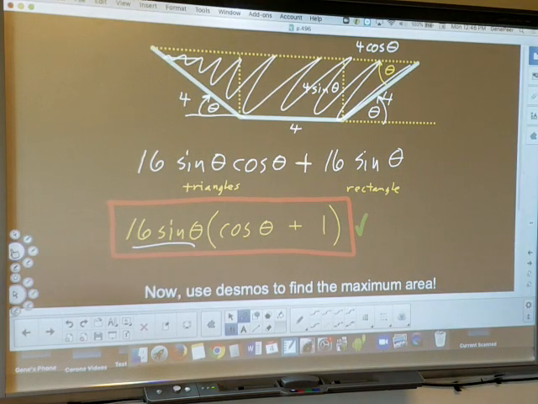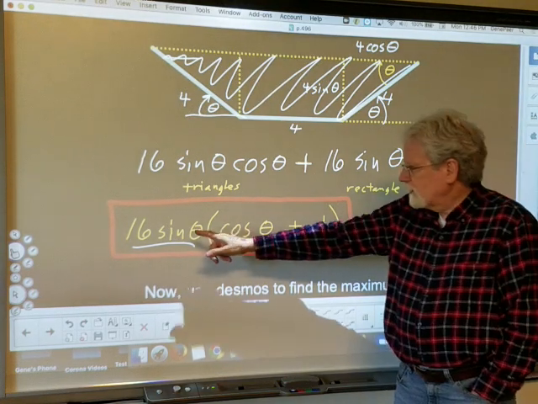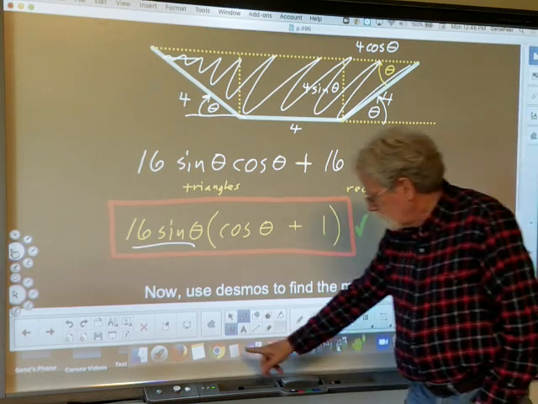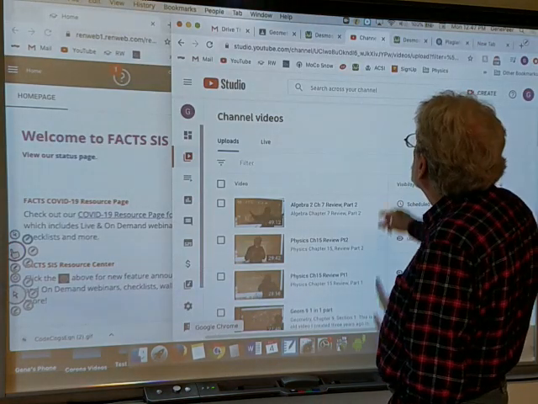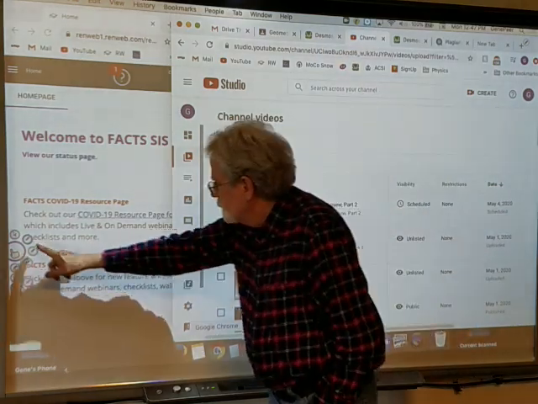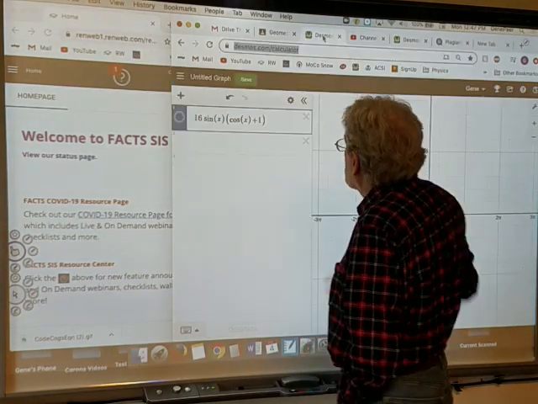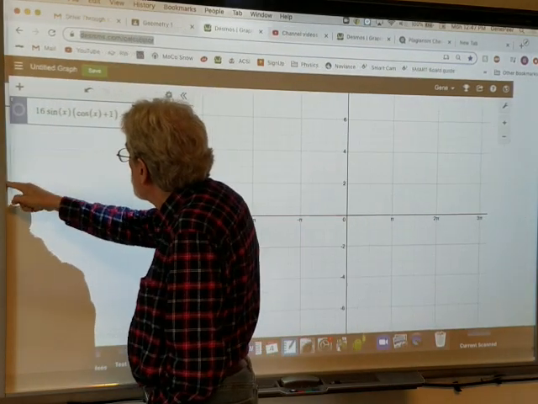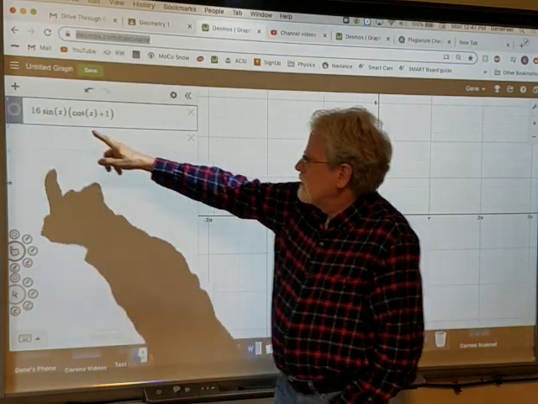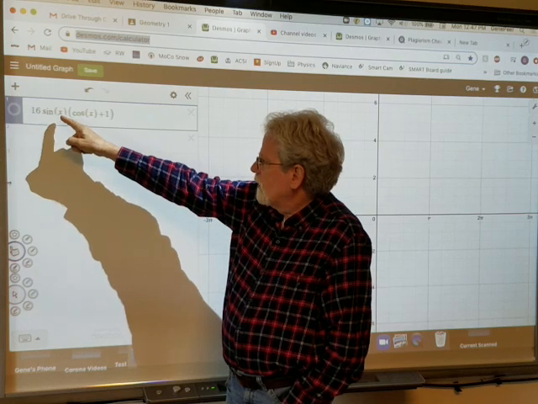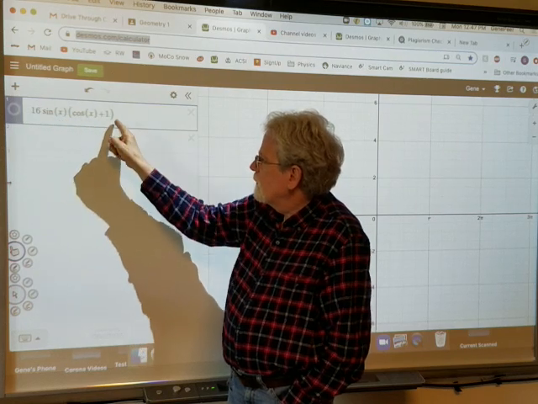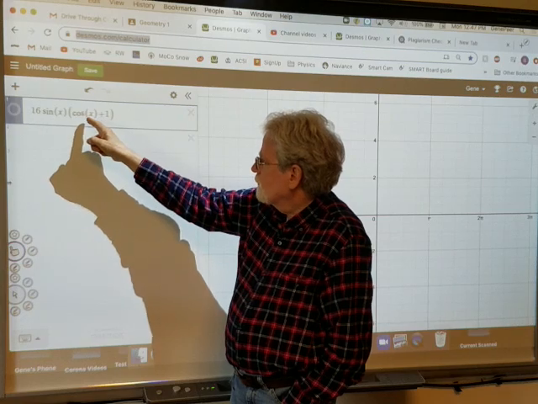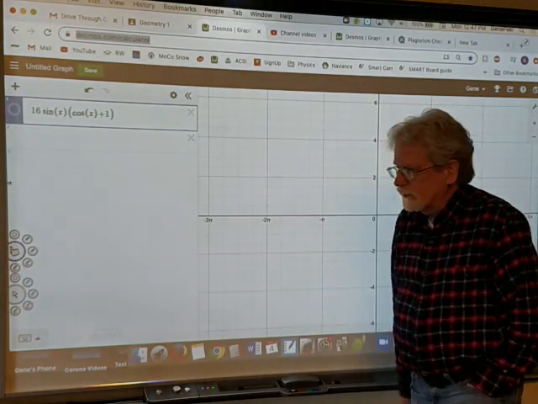So, let's go to Desmos. We've got our formula. 16 sine theta times cosine theta plus 1. We go to Desmos. Oops, I don't have it there. One moment. Okay, there's Desmos. And I've already put the formula in here, 16 times sine theta, or sine of x, times, in parentheses, that's important, cosine of theta, or cosine of x, plus 1. Let's see what it looks like.